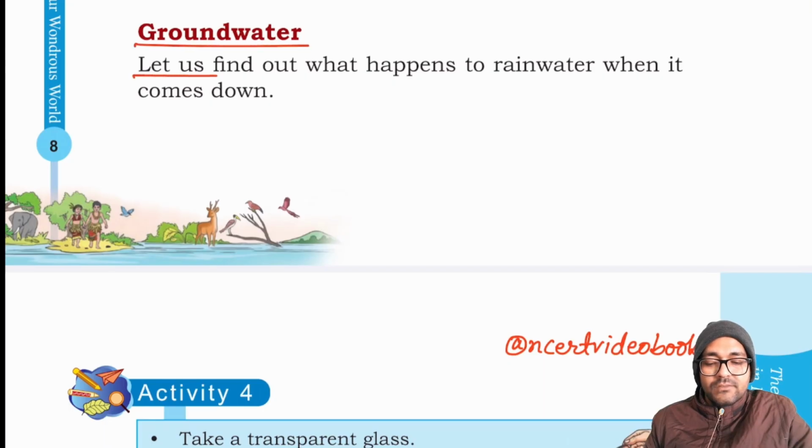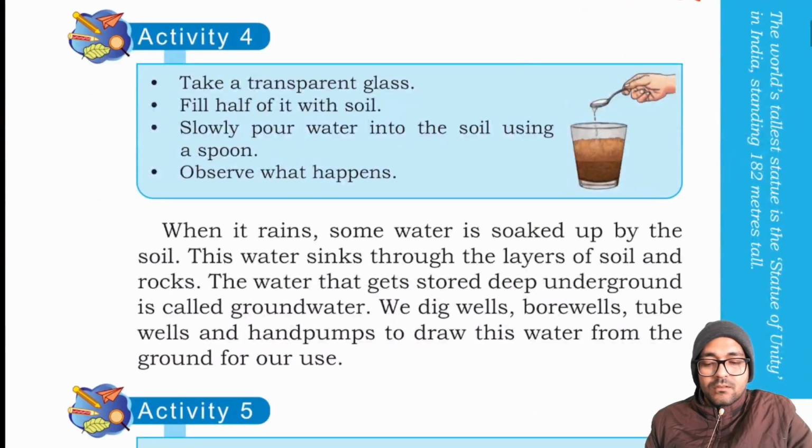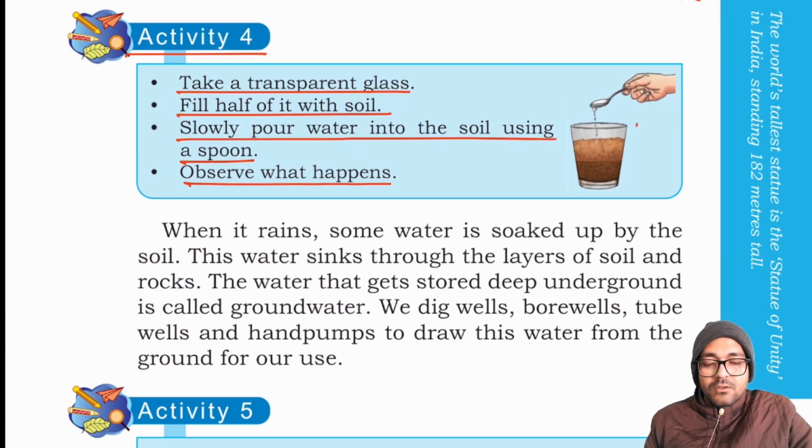Groundwater. Let us find out what happens to rainwater when it comes down. Activity 4. Take a transparent glass, fill half of it with soil. Slowly pour water into the soil using a spoon. Observe what happens. You will observe that some water gets absorbed by the soil and some settles at the bottom.